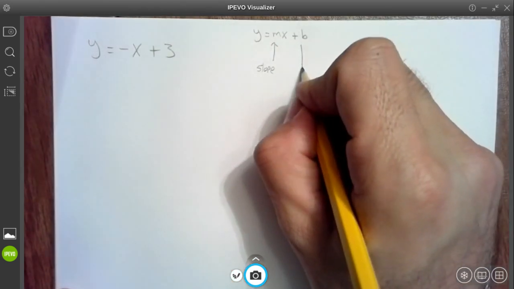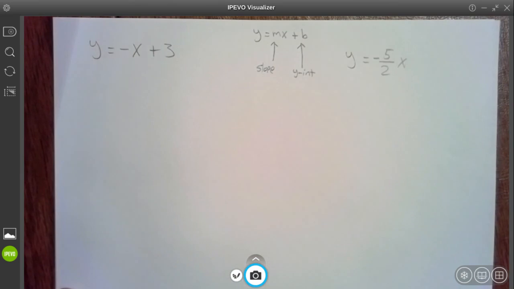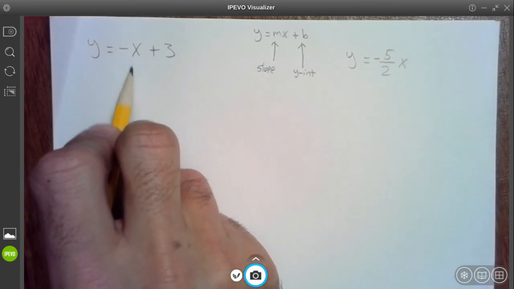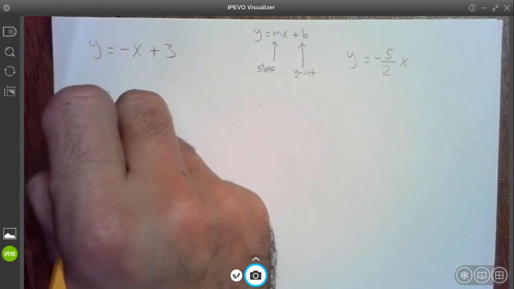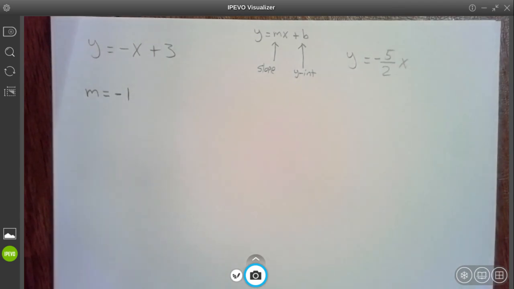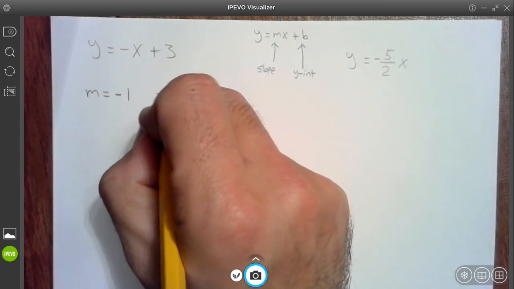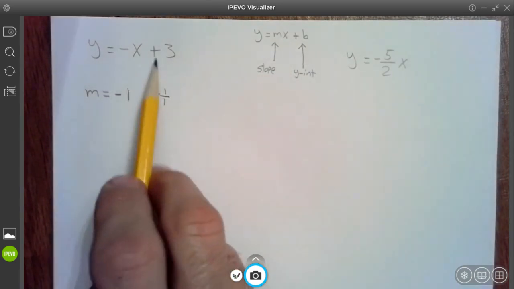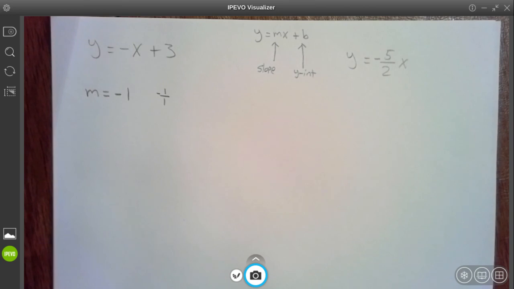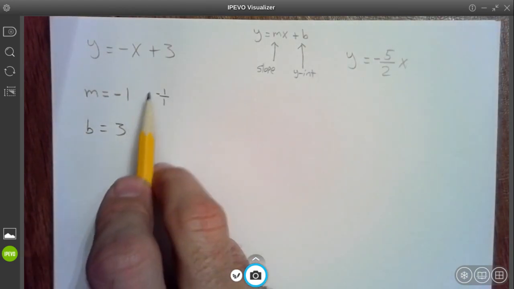When they're in that form, you can just look at the equation to figure out what the slope and the y-intercept are. On this one, the slope is just the number that's attached to x, and that is negative 1. Usually you want to think of the slope as a fraction, which would be negative 1 over 1. That describes the rise over run for the line when we graph it. It's going to move one up and down and then one left and right. And my y-intercept is just positive 3. That's what we should see when we graph this.